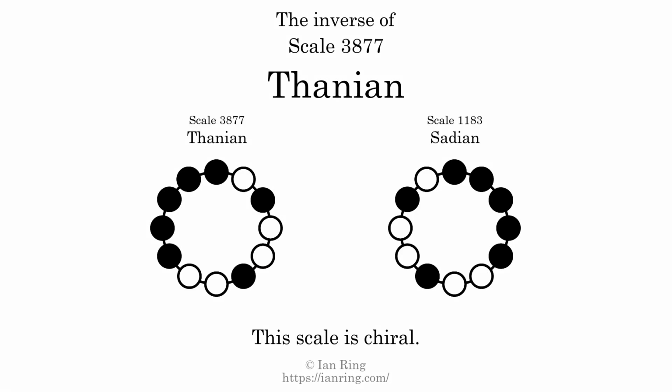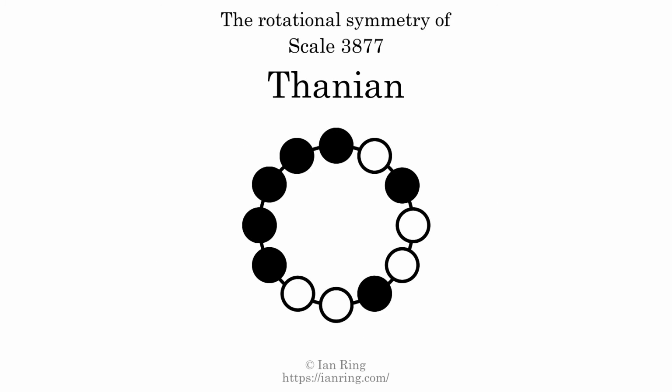The inverse of a scale is a mirror image. It is what you get when the sequence of intervals is reversed. The inverse of this scale is scale 1183, also known as Thanian. This scale is chiral. It cannot transform into its inverse by rotational transformation. This scale has no rotational symmetry.